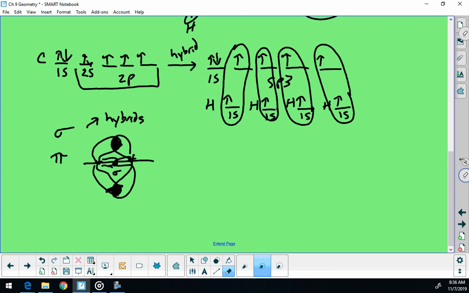Okay, good. Now, what's really important for us to know is single bonds are made up of sigmas. If I have a double bond, I've got 1 sigma and 1 pi. And if I have a triple bond, then I have one sigma and two pi's.